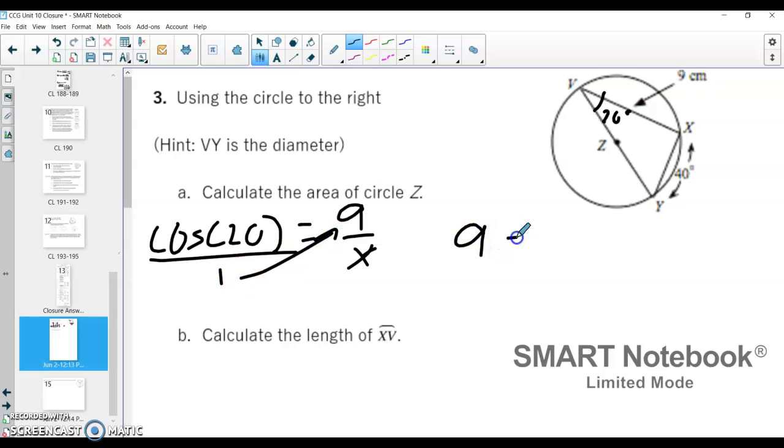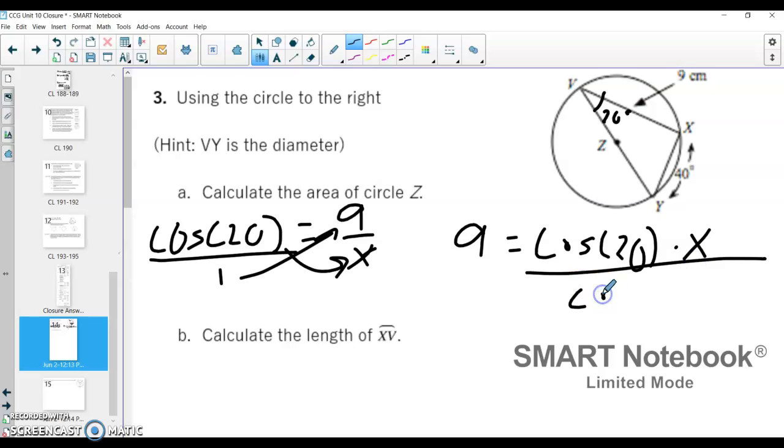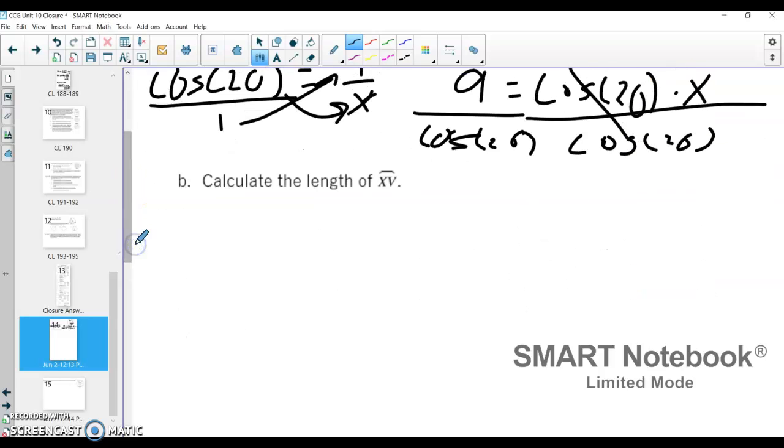1 times 9 gives me 9. The cosine of 20 times x gives me cosine of 20 times x. We're going to divide both sides here by the cosine of 20 so that we get x by itself, and that x is going to be our diameter. 9 divided by the cosine of 20 is going to give me, after I round it, 9.58 for x, the diameter.